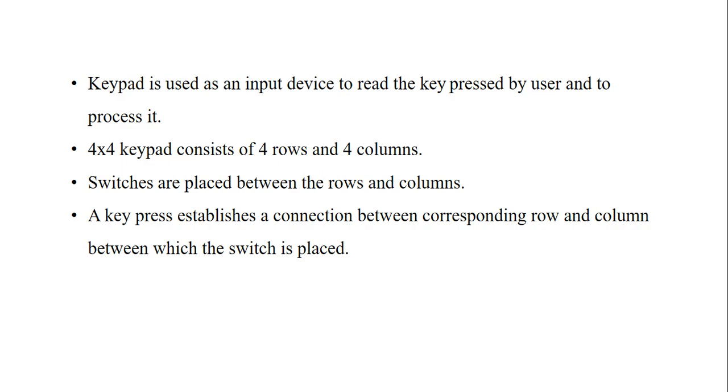The rows are connected to the output port and the columns are connected to the input port. If no key has been pressed, reading the input port will give ones for all columns, because the columns are connected to high, that is VCC. If no keys are pressed, then it will send ones for all keys.